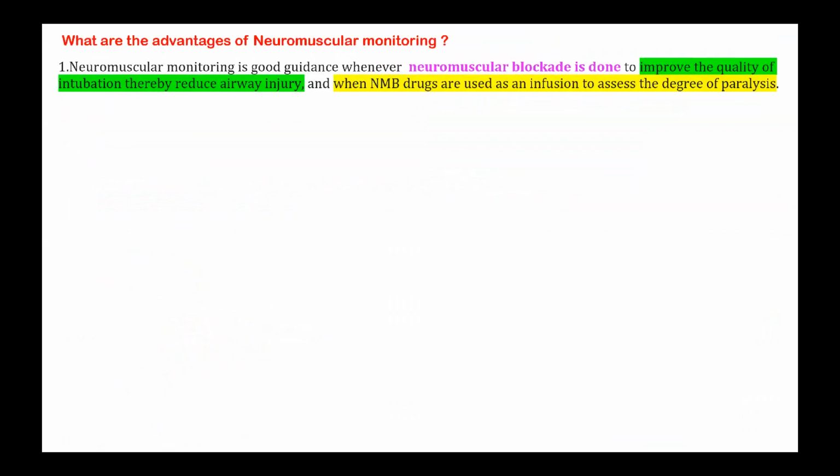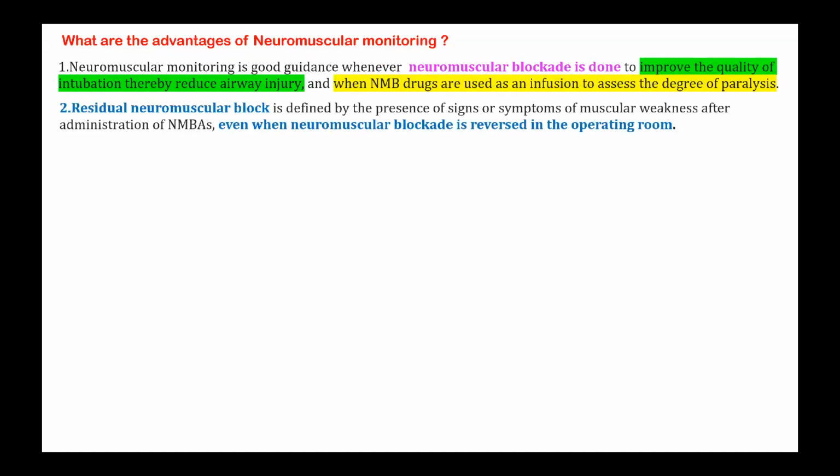The advantages of neuromuscular monitoring are you can identify whether the patient is adequately paralyzed for a better intubation without trauma or difficulty. And if you are going to use neuromuscular blocking drugs as an infusion, to assess the degree of paralysis, whether the patient is coming out and whether it is likely to cause any bucking or coughing intraoperatively, especially during neurosurgeries and cardiac surgeries, it is very useful to monitor that.